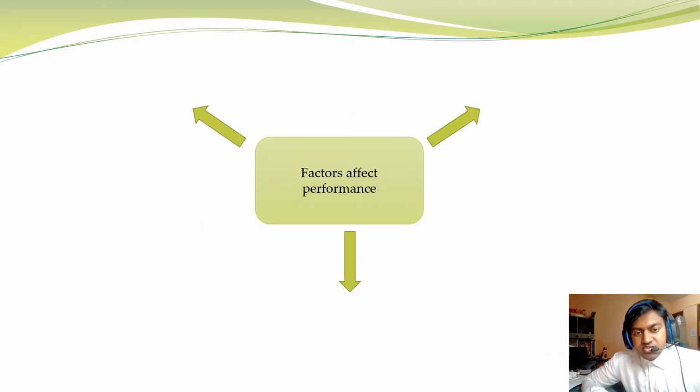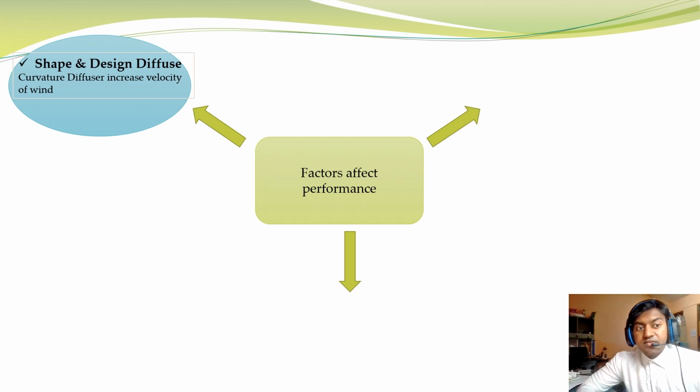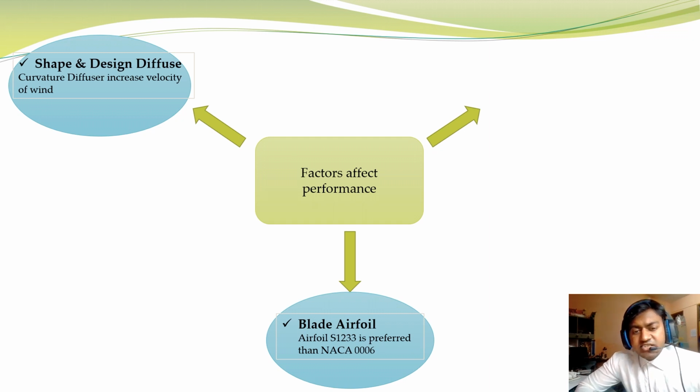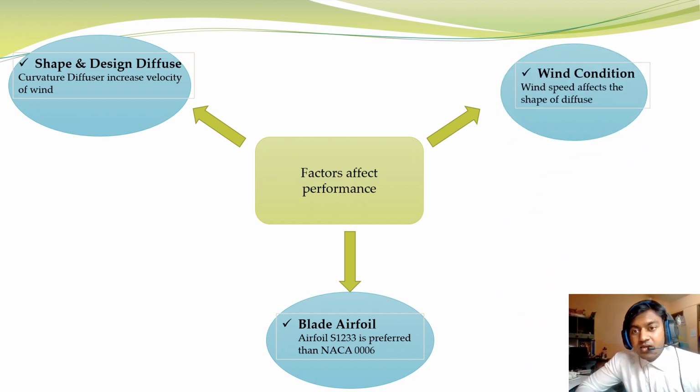And of course, there are factors that affect the performance of diffuser augmented wind turbines. The first factor is the shape and design of the diffuser. We always recommend a curved diffuser to increase the velocity of wind and to prevent the formation of turbulence behind the wind turbine. Next is the blade airfoil. Airfoil S1233 is preferred over NACA 0006, because the mass flow rate increases and it is 1.93 times higher than NACA 0006. The last is the wind condition. The wind speed affects the shape of the diffuser, and a turbine must always be installed in a windy area.